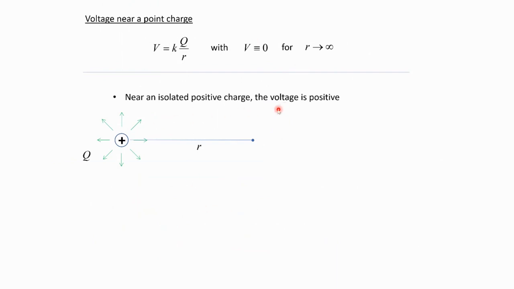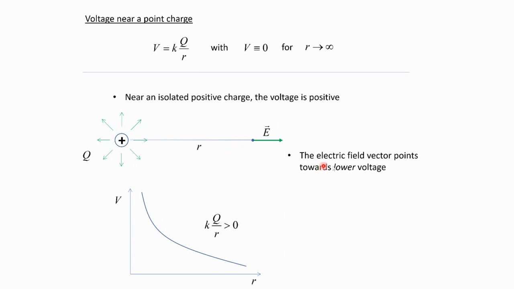So near an isolated positive charge, the voltage is positive. The graph looks like this. k is positive, r is positive, Q is positive. The closer you get, the higher the voltage is. The electric field, remember, to figure out the direction of the electric field, you imagine putting a positive charge here. It would be repelled from this one, so the direction of the electric field is away. It points towards lower voltage. If I put a positive charge there, it would feel a force in the same direction as the electric field, in other words, towards lower voltage, as you can see. So positive charges, once again, fall towards lower voltage.